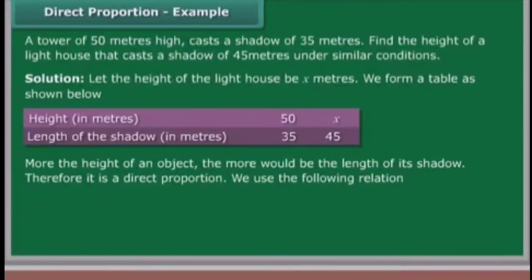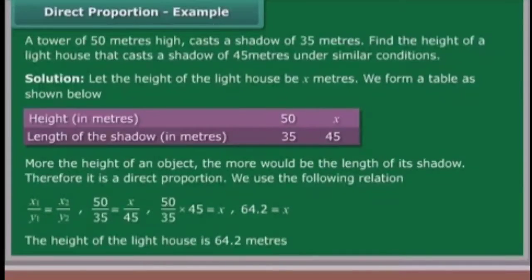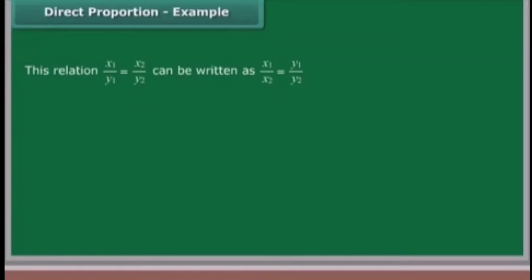We use the following relation: x1 upon y1 is equal to x2 upon y2. 50 upon 35 is equal to x upon 45. 50 upon 35 into 45 equals x. 64.2 is equal to x. The height of the lighthouse is 64.2 meters.